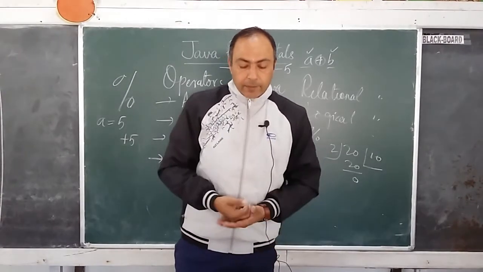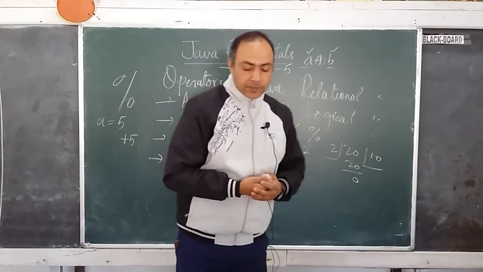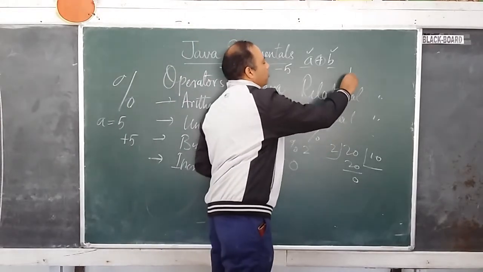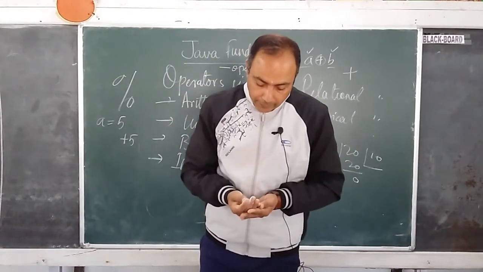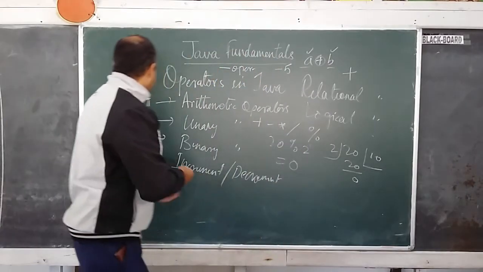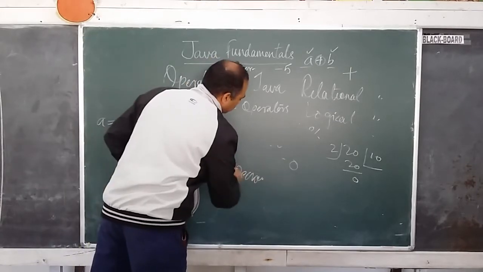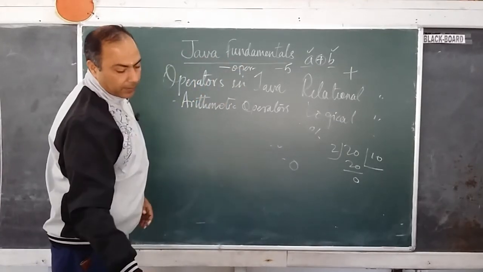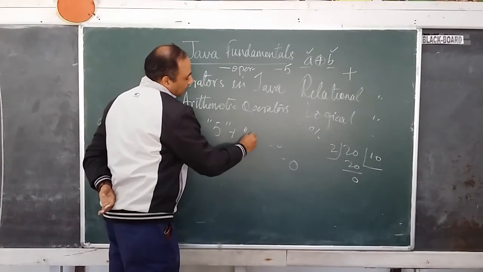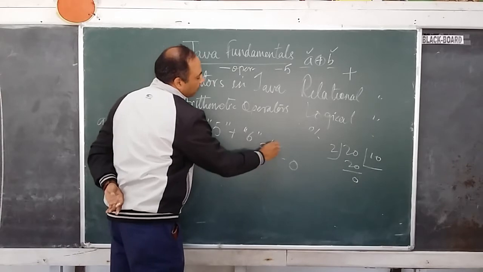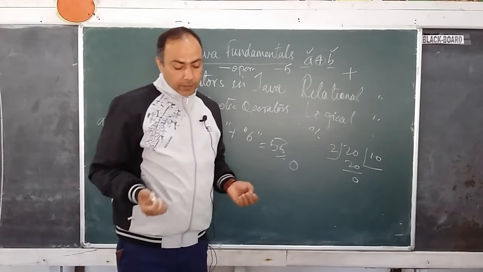There is an operator with strings, plus, that is also called the concatenation operator. This string operator plus helps you to join two strings. So if I use the plus operator, it will join if it is a string. If I write "5" plus "6", then it will give you 56. That means plus helps you to join the two strings.